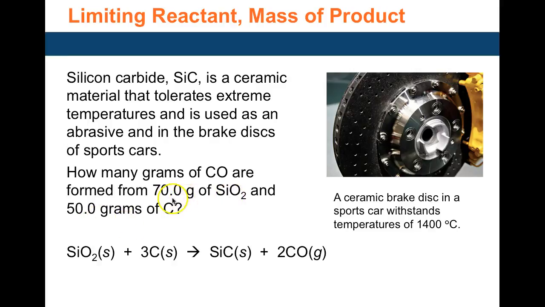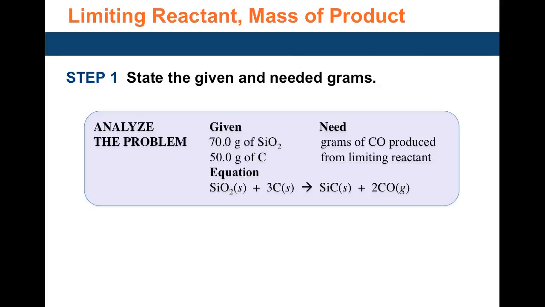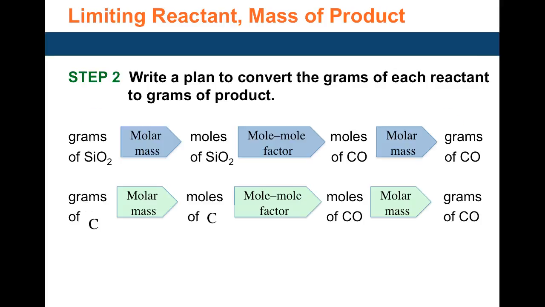Take the 70 grams of silicon dioxide, divide it by its molar mass, and you get the moles of silicon dioxide. Take the 50 grams of carbon, divide it by its molar mass, and you get the moles of carbon. All right, so analyze the problem. Grams of silicon dioxide, divide by the molar mass, you get the moles of silicon dioxide. Then look at the mole factors and convert the moles of silicon dioxide to moles of carbon monoxide, and then moles of carbon monoxide into grams of carbon monoxide. Same thing for the carbon.